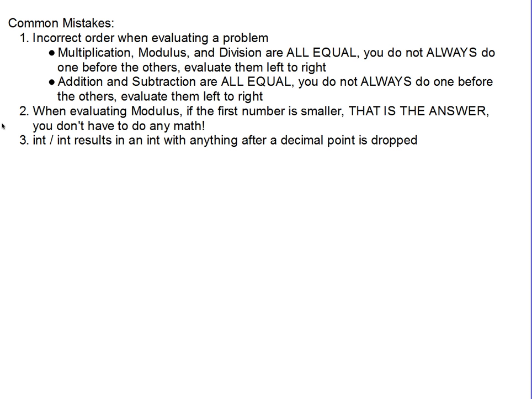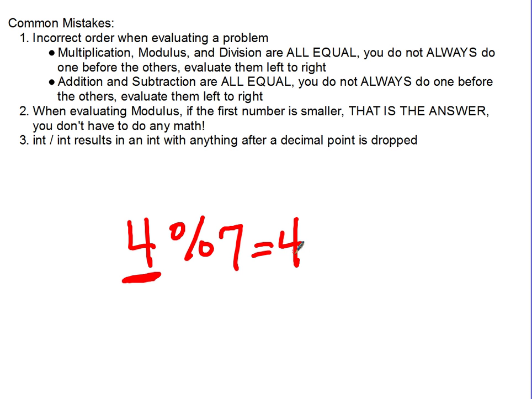The next biggest common mistake is when evaluating modulus. If that first number is smaller, that's the answer. You don't have to do any math. Many times I get back the difference. So you remember when that first number is smaller, it's like saying if I had $4 and then I'm modding it by 7, you have $4 and you mod by 7. Can I get any groupings of 7 out of 4? Can I buy something that costs $7 if I only have $4? No, you can't. Well, what do you have left over? What's the remainder? The remainder there is going to be what you started out with, which is 4.